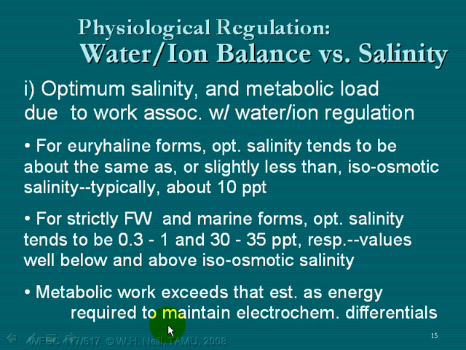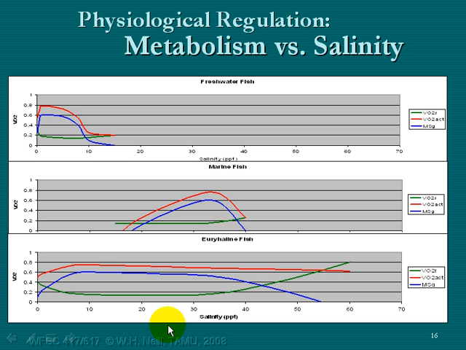Metabolic work exceeds what you would estimate as the energy required to maintain the electrochemical differences that are observed. Way exceeds. I worked it out for a lot of different forms, and it's a factor of 50 or 100 times more. So I don't think anybody knows where the work is being done. It's obviously associated, but it's not the strict maintenance of electrochemical differences. There's an equation called the Goldman equation that describes that work, but it doesn't account for the observed results. And the observed results are basically these.